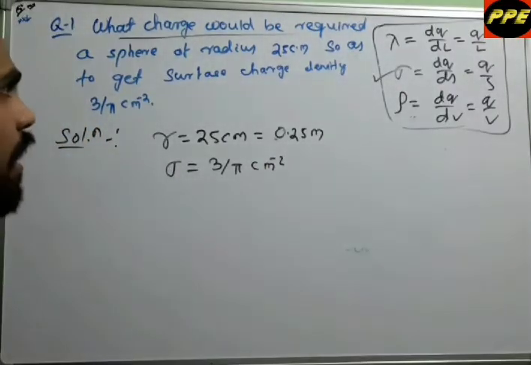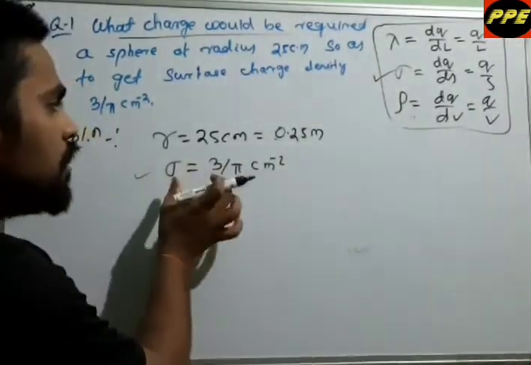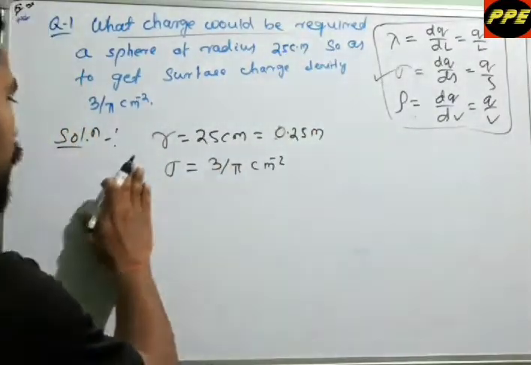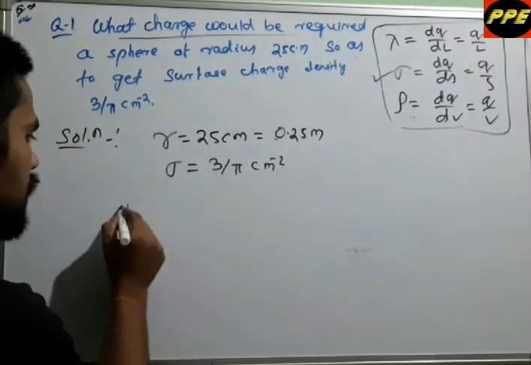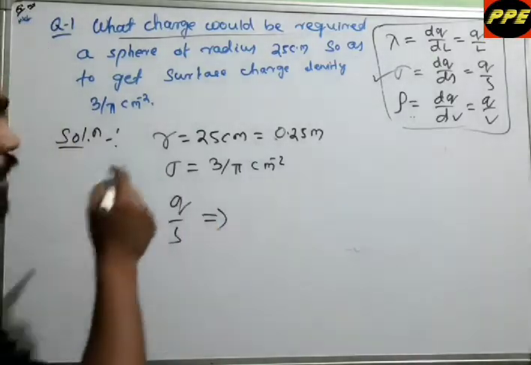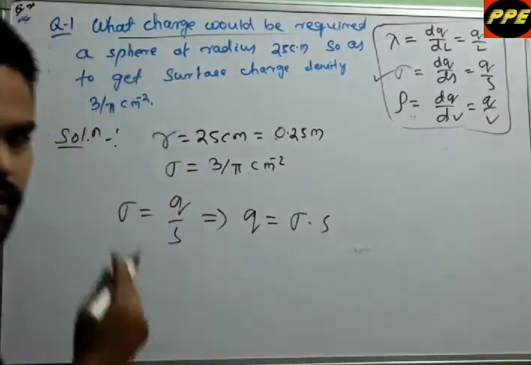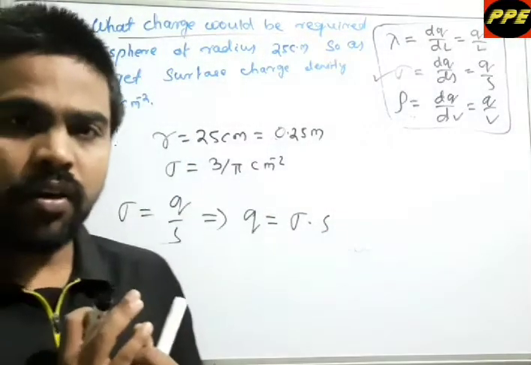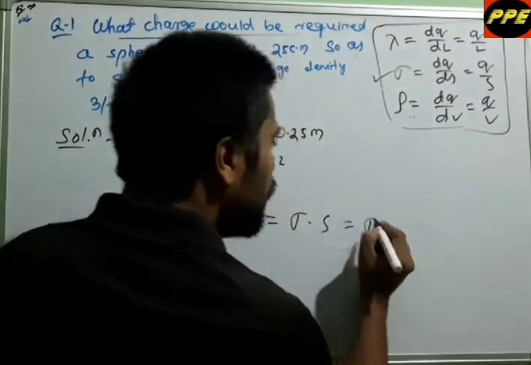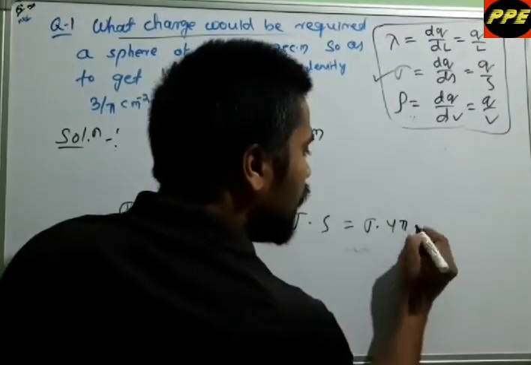So you have to find how much charge is required for a sphere to get this much surface charge density. The radius is given, so you have to find the formula. The surface charge density formula is sigma is equal to q by s. He is asking for the charge, that means q is equal to sigma into s. And s is the area of what? Sphere. What is the area of a sphere? That is 4 pi r square. You have to remember this formula: area of sphere is equal to 4 pi r square.